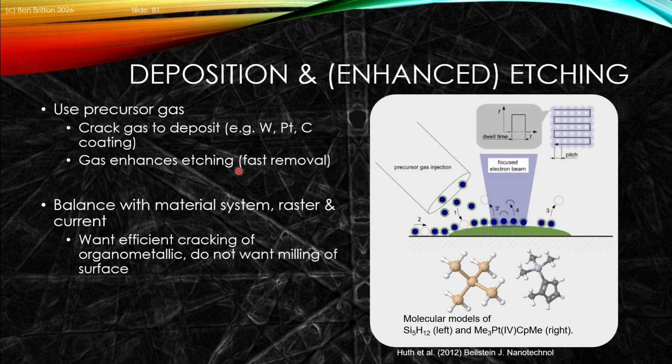As you're designing the approach to do the deposition or enhanced etching, you're going to balance and get this sorted for the particular material system, the raster approach that you're using, and the current. If you're going to do deposition, you want to have efficient cracking of the organometallic, but of course if you put too many ions, you can also get milling of that deposited layer and damage into the substrate itself. So you want to avoid that. You want to balance this, and that becomes quite important in how you optimize the deposition mode that you're using.